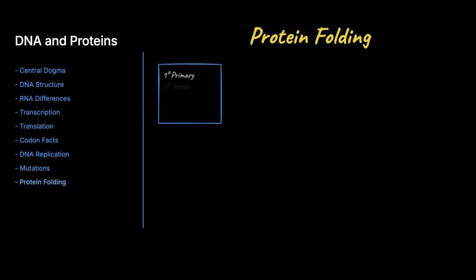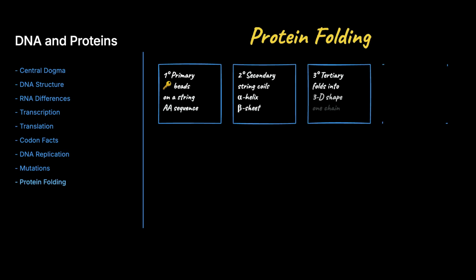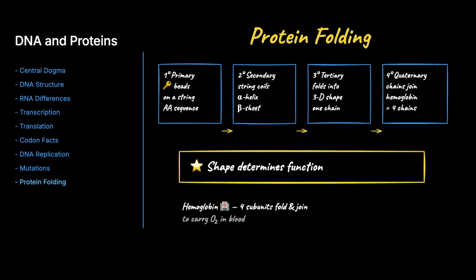One more piece completes the picture, which is how proteins fold. The primary structure is the amino acid sequence, like beads on a string. That string coils into secondary structures, folds into a tertiary shape, and sometimes several chains join as quaternary structure, the way hemoglobin does. The rule that matters most is that shape determines function.